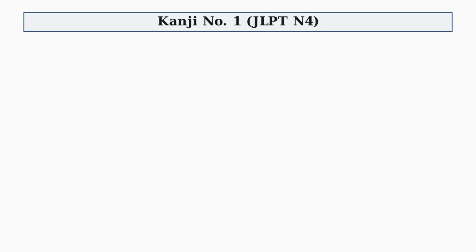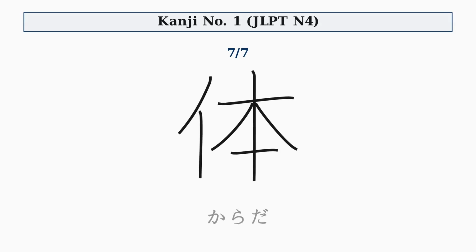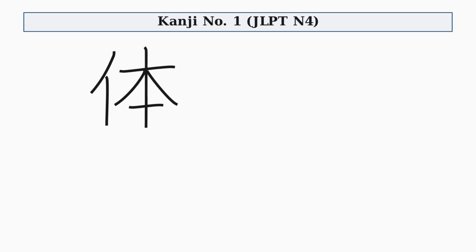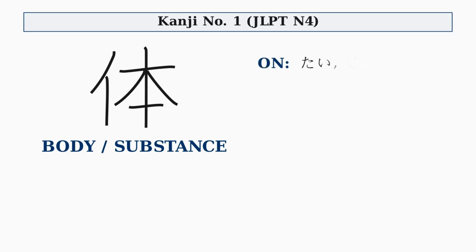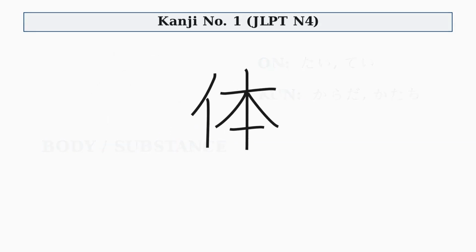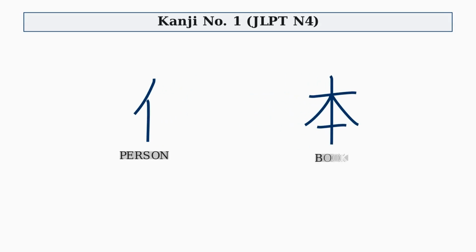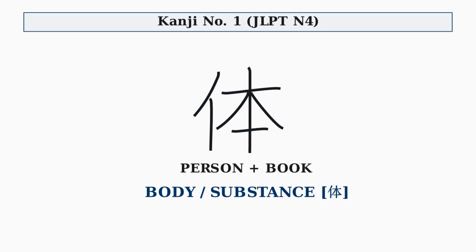Kanji number 1. 体. This kanji generally means body or substance. The Onyomi reading is タイ. The Kunyomi readings are 体, 形. This kanji has two parts, person and book. Together they mean body or substance.